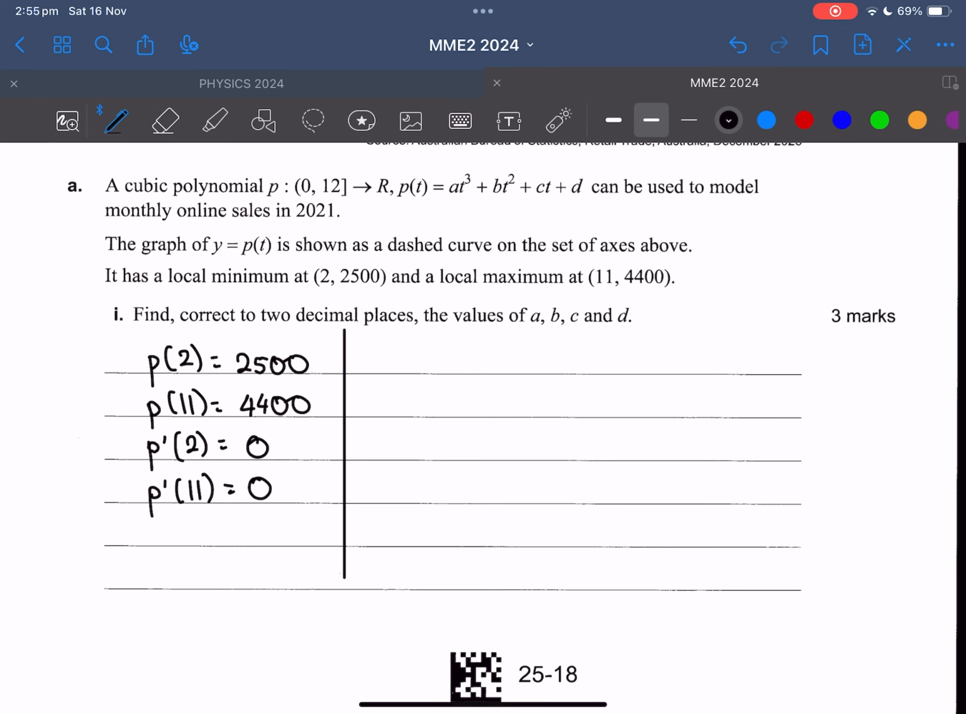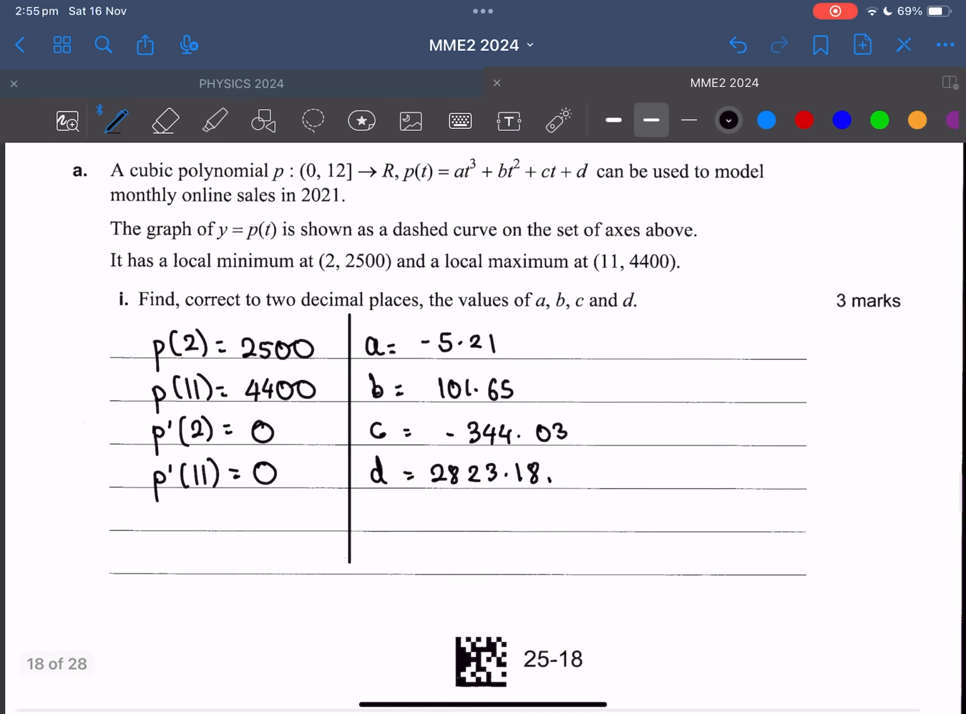Okay, so our a is equal to minus 5.21, our b is equal to 101.65, our c is equal to minus 344.03, and our d, I can't see it, so yeah, 2823.18.